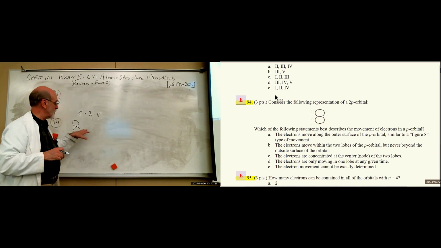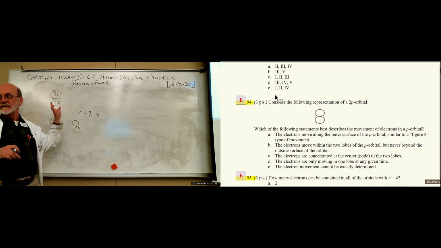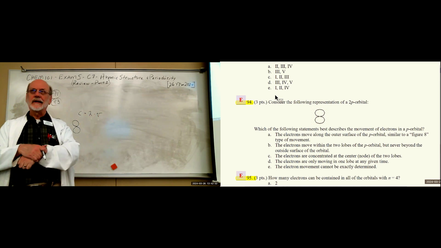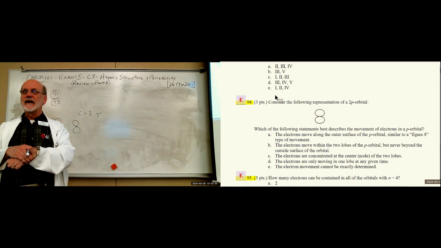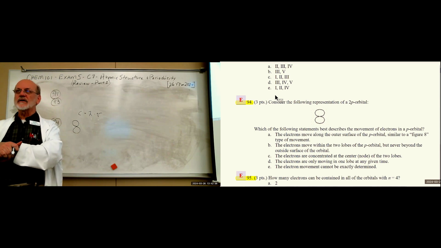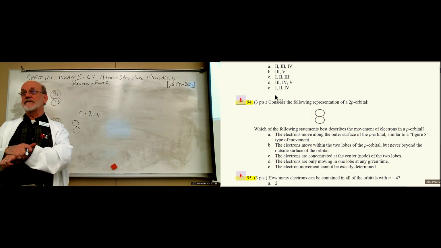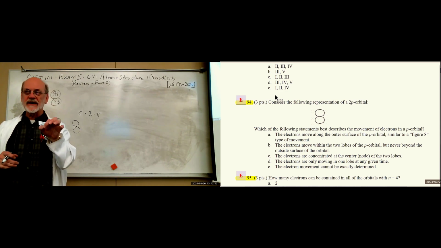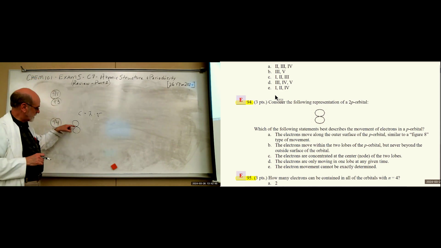Now, this is the most probable. They could be anywhere, right? Very low probability, but they could be anywhere, right? So we haven't found the right one yet. Electrons are concentrated at the center, the node. Well, that's definitely false. What we're saying at the node is that there's no probability of finding an electron there at all, right here.